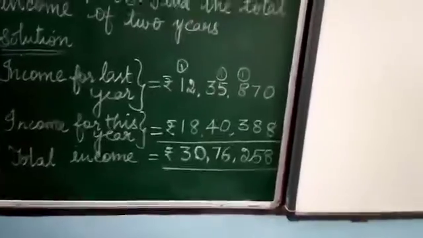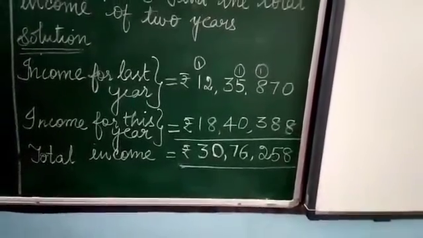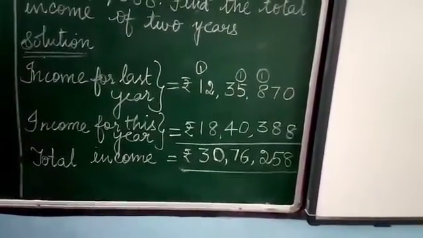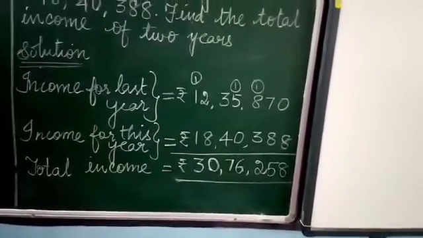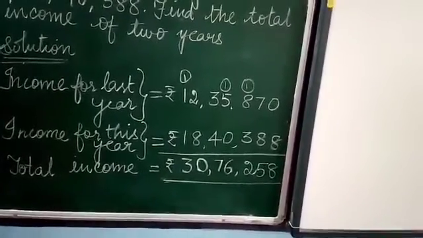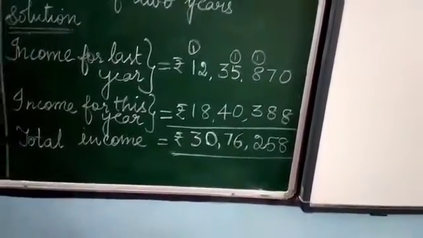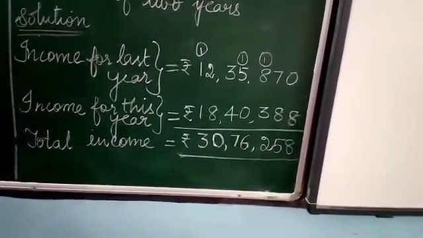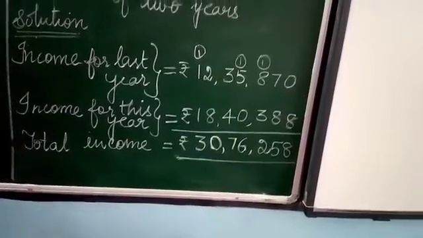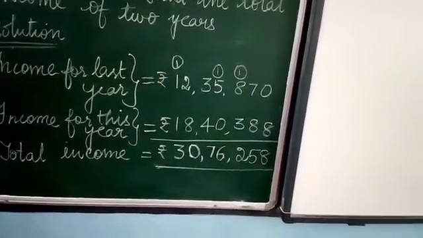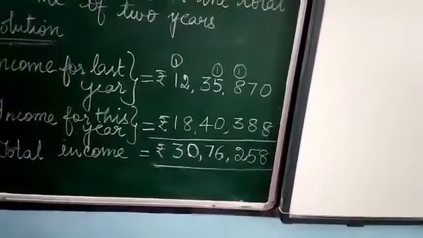Shall we see? See that income for last year. Write the statement, income for last year which is equal to 12,35,870, arranged in the proper order. And also income for this year, you have to write that number, that is 18,40,388 rupees.